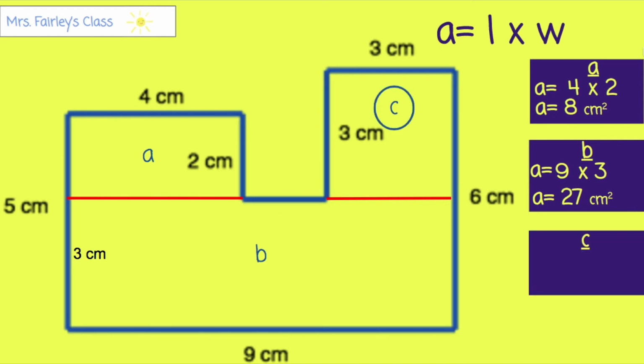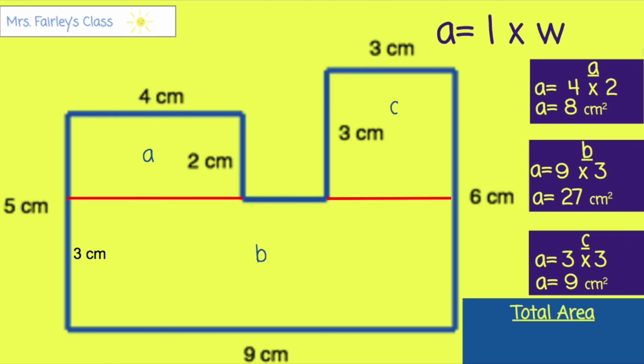Let's work with C. Remember your formula, area equals length times width. The length is 3, and the width is 3. The area of C is 9 centimeters squared. To find the total area, we need to add the area from A, B, and C together, which is 44. The total area for our shape is 44 centimeters squared.